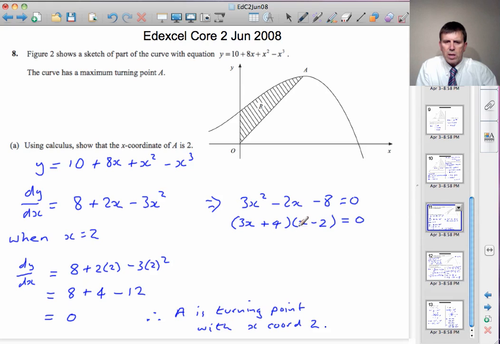There's the 3x squared. I've got plus 4x. 3x times minus 2 is minus 6x, which gives minus 2x. So you can see that the roots will be x is 2, which is that one. And if 3x plus 4 is 0, 3x is minus 4, x will be minus 4/3, which will be down here somewhere. That completes that part of the question.